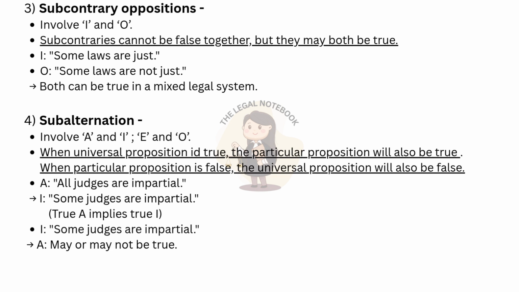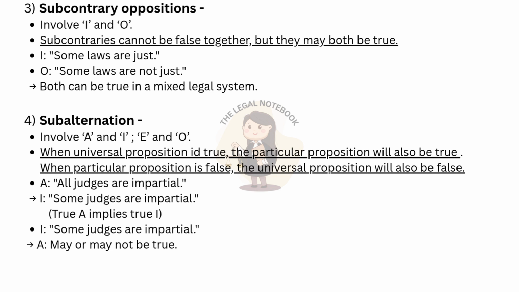3. Subcontrary oppositions. Involve I and O. Subcontraries cannot be false together, but they may both be true. I: Some laws are just. O: Some laws are not just. Both can be true in a mixed legal system.